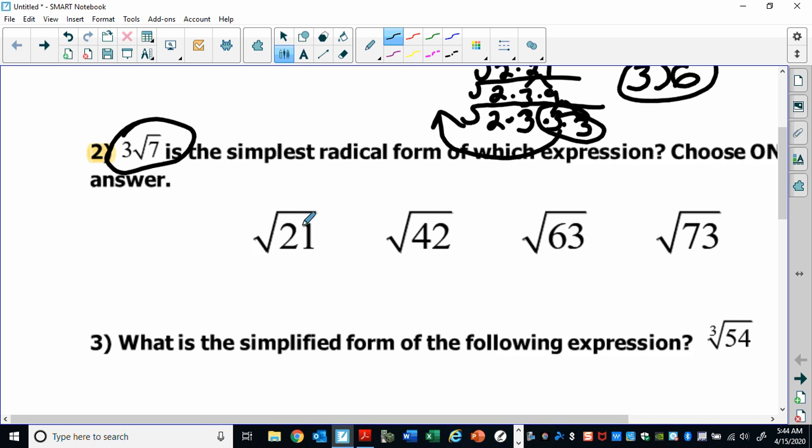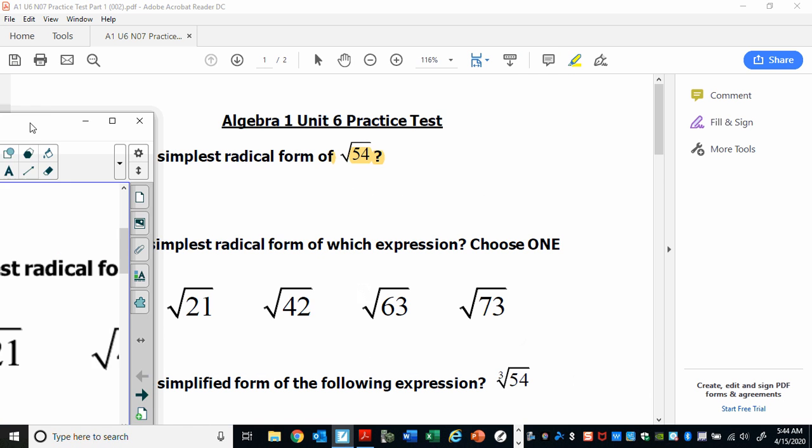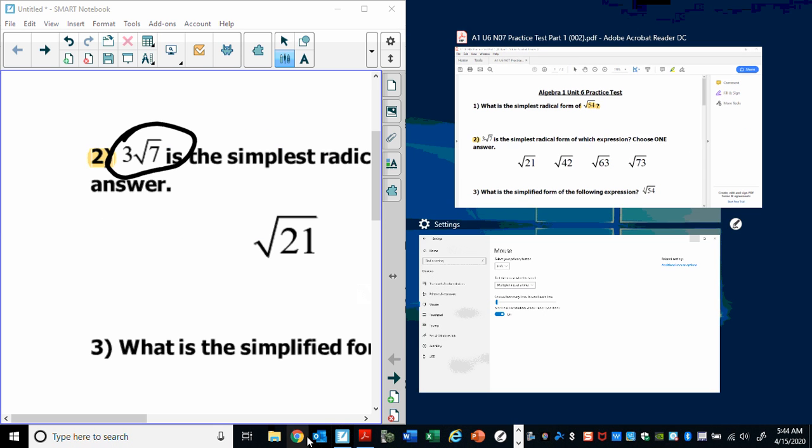Alright, 21. So what numbers can multiply to 21? To multiply to 21, you have to see what the factors are. Remember, in Desmos, you can do that. Let's see if I can split screen Desmos for you guys.